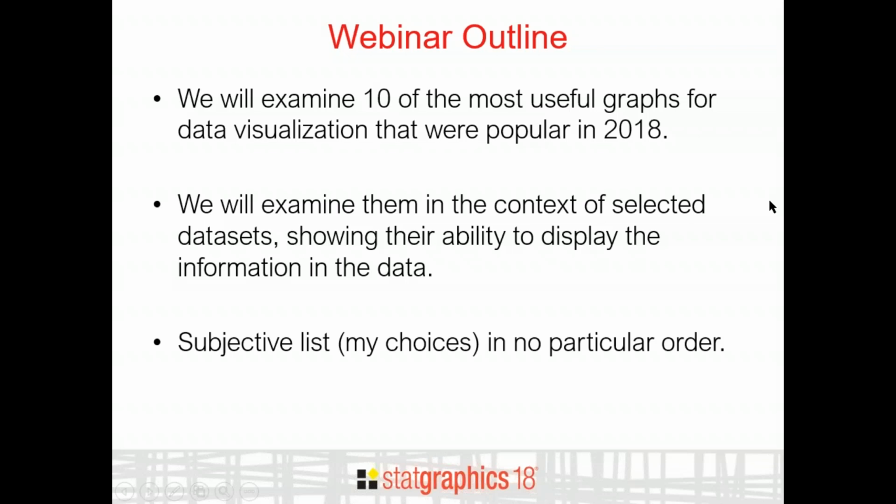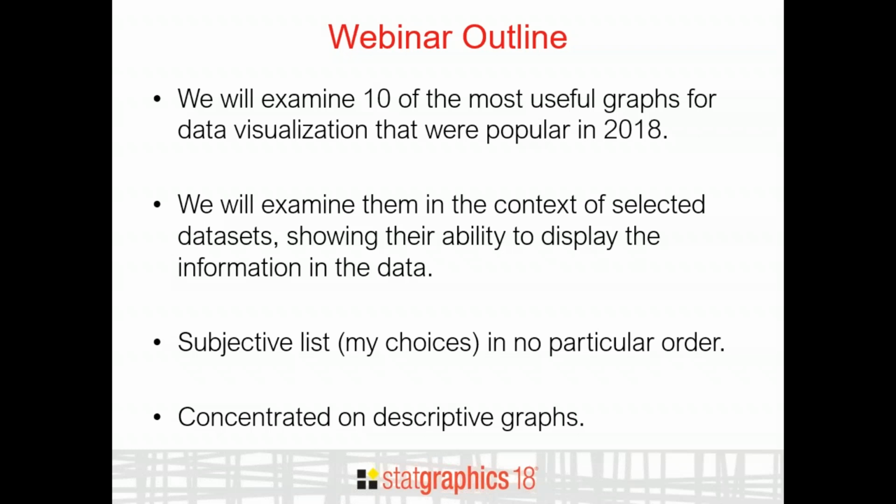Now, I must admit, the list is subjective. They are my choices, ones that I've picked, and they're in no particular order. I haven't tried to rank them from 1 to 10 or anything like that. I've just picked out 10 useful graphs. And finally, I will mention before we get started that I've concentrated in selecting the graphs in this list on descriptive graphs.